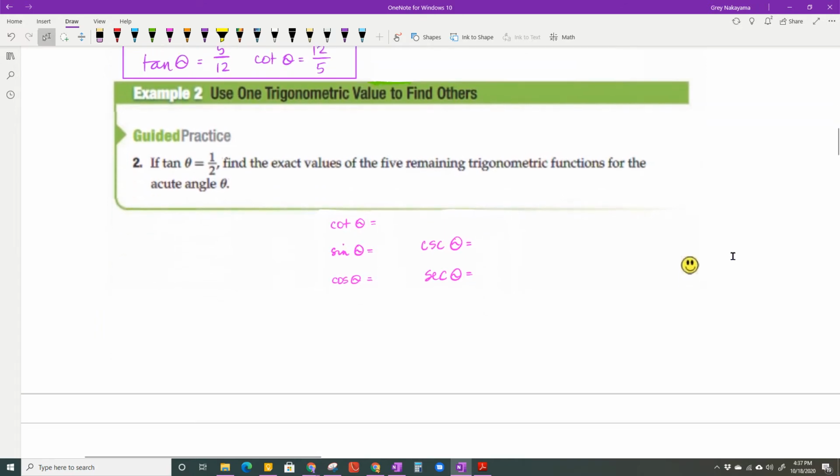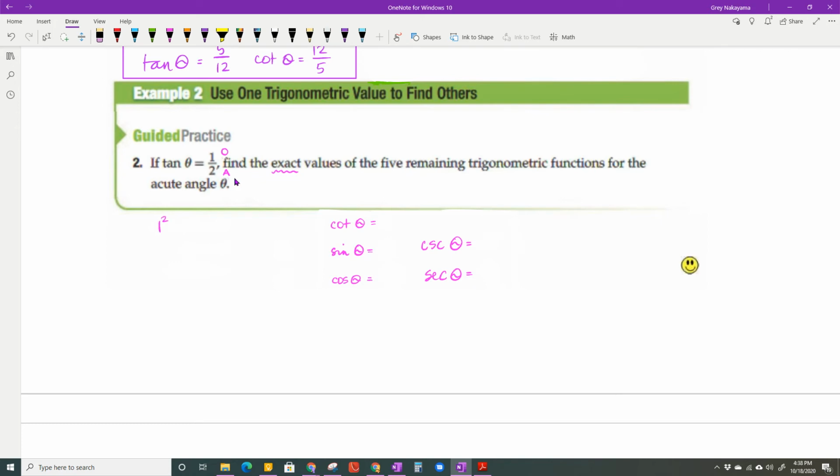Okay. Use one trigonometric value to find others. So in this particular case, they are giving us one value. Tangent of theta is equal to 1/2. And we're going to go find the exact values of the other 5 remaining trig functions. So tangent, you know, is opposite over adjacent. Okay, neither of those is the hypotenuse. So you're going to set up your Pythagorean theorem to find the third side.